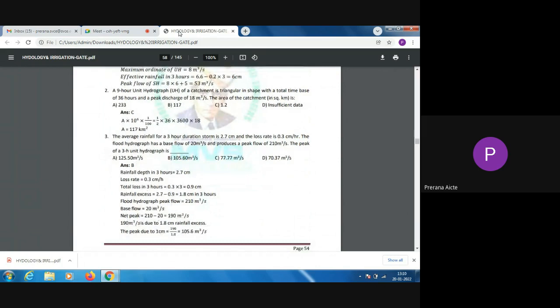See, a 9-hour unit hydrograph of the catchment is triangular in shape with a total time base of 36 hours and a peak discharge of 18 meter per second. To find the area of the catchment, let's draw the triangle. Area is half base into height, with time base 36 hours and peak 18. Equating to area A into 10 power 6, converted into meter square. Unit hydrograph means 1 centimeter effective rainfall, that is 1 by 100. Equating it, you get A directly.